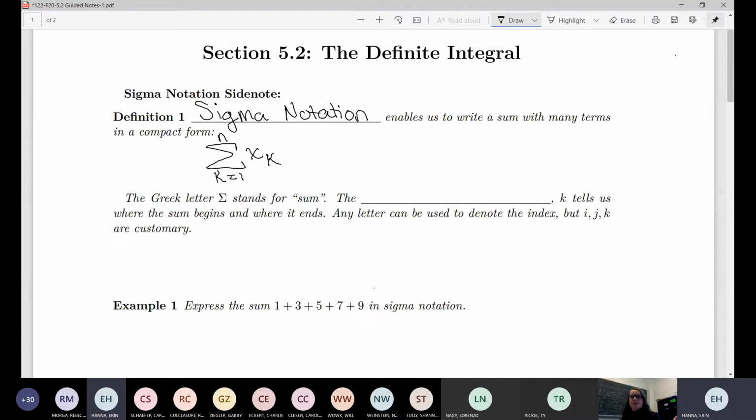So you can't just take absolutely any sum. There has to be some sort of pattern. Maybe I should be careful with the word pattern. But there needs to be kind of a common relationship between all of the terms.